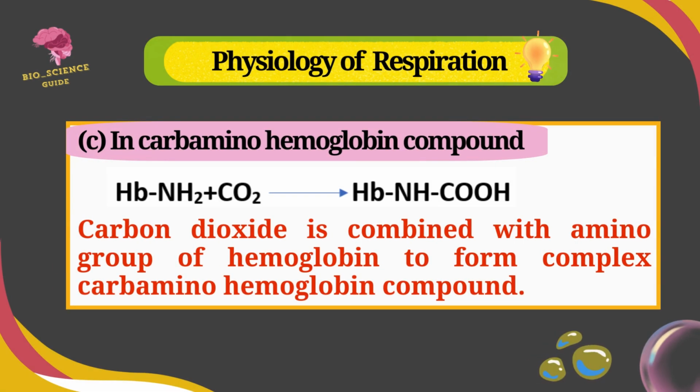In carbamino hemoglobin compound, carbon dioxide is combined with the amino groups of hemoglobin to form a complex carbamino hemoglobin compound, and about 23% of carbon dioxide is released from tissue into the lungs. The process of release of carbon dioxide from tissue into the lungs and its expulsion outside through the nostrils is called expiration.